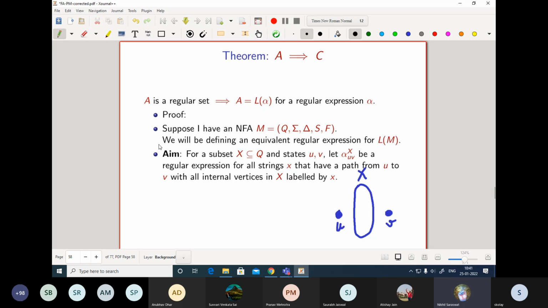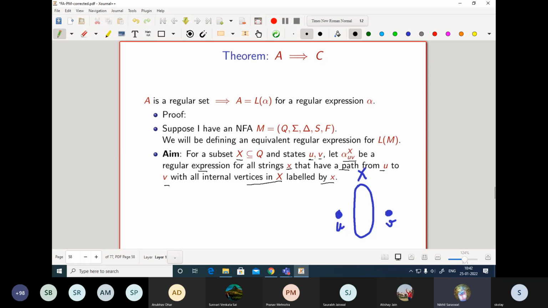If we want to prove this, this is the aim of the proof. For any subset of states X, and take any pairs of states U and V, alpha UVX will be a regular expression that matches all the strings x that are of the following form. They have a path from U to V with all internal vertices in X, and these paths are labeled by x. As you know, in NFAs, this is what happens.